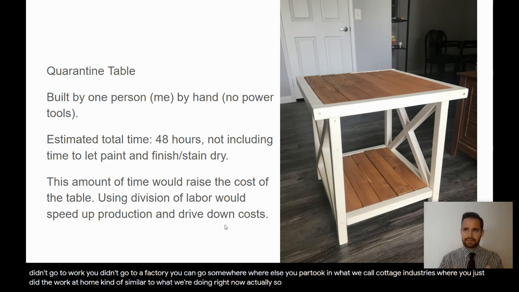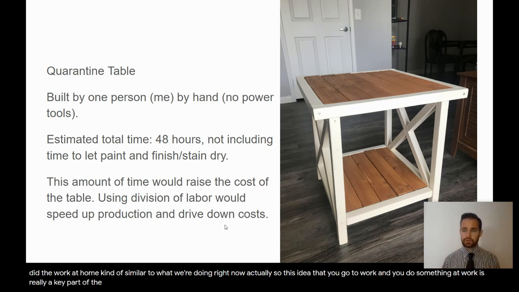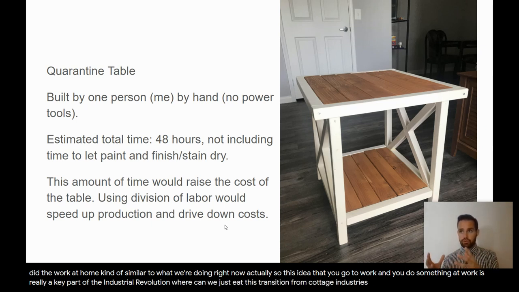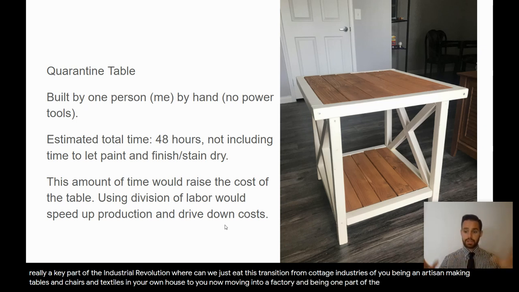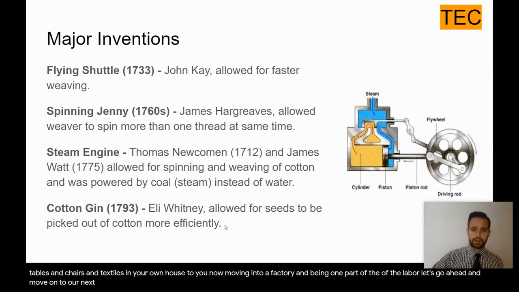So this idea that you go to work and you do something at work is really a key part of the Industrial Revolution. We're going to see this transition from cottage industries of you being an artisan, making tables and chairs and textiles in your own house, to you now moving into a factory and being one part of the entire machine and doing one part of the labor. Let's go ahead and move on to our major inventions.